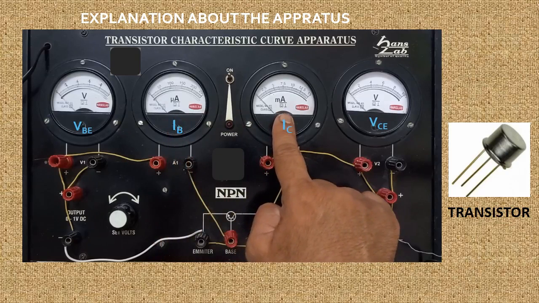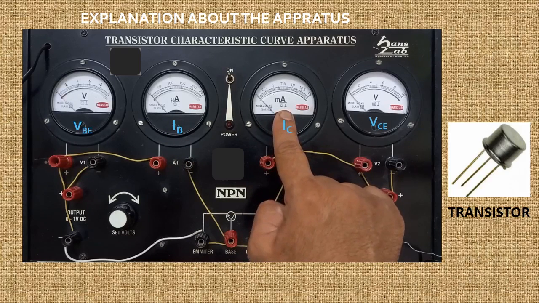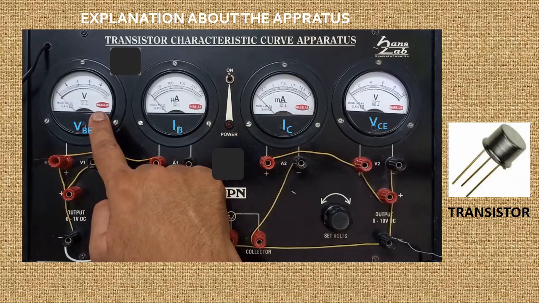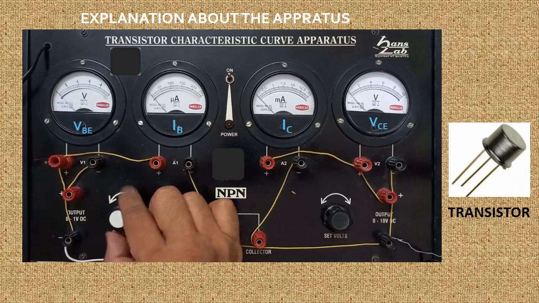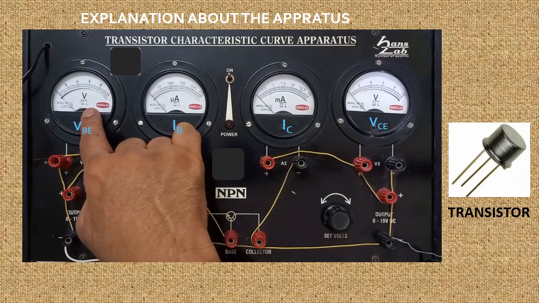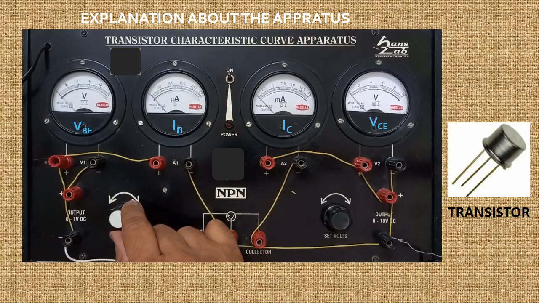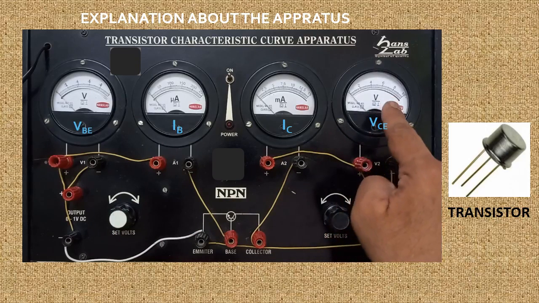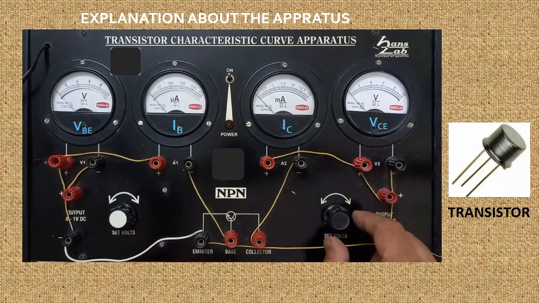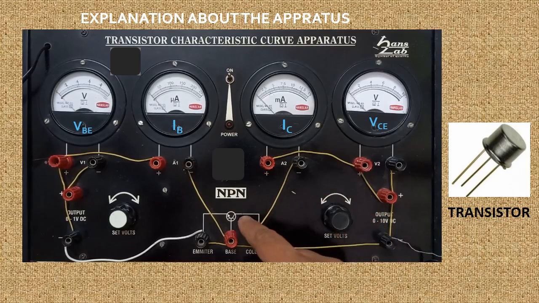Here another ammeter, a milliammeter, is there. This one will measure the collector current, that is IC. To adjust either VBE or IB, this knob must be used. By adjusting this knob, we can vary the value of either VBE or IB. Are you clear? Here one more knob is provided. With the help of this knob, we can adjust VCE. Are you clear? VCE can be varied with the help of which one? This knob.